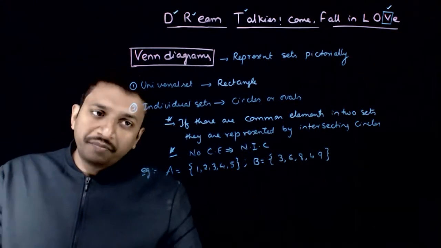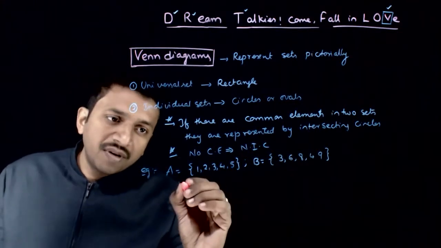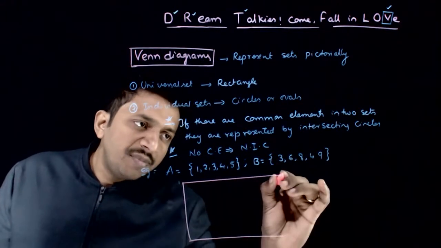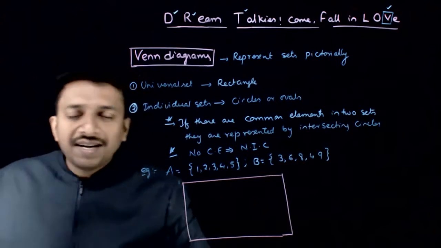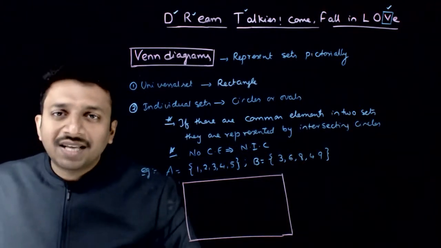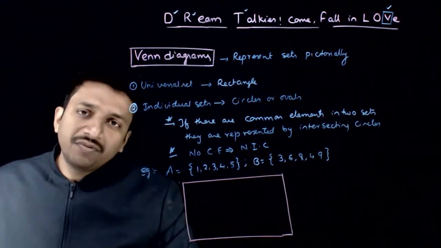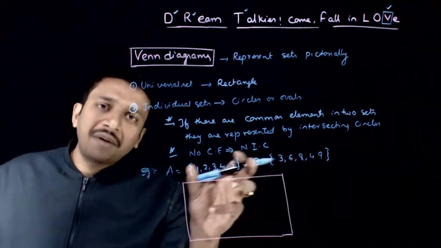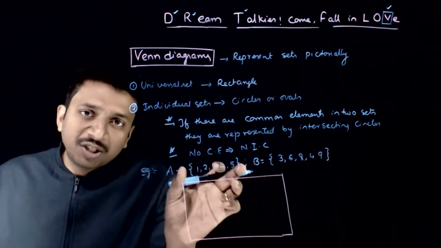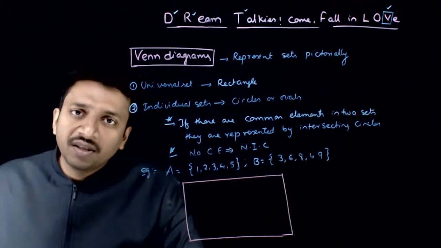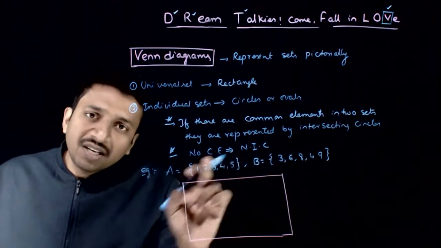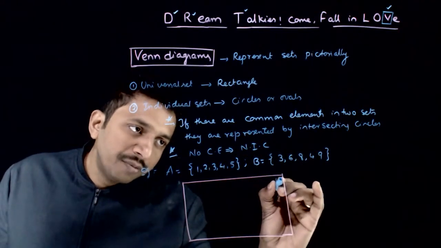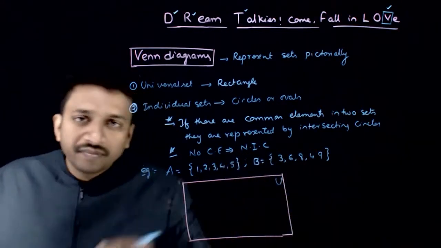So what do I do? First, I take a universal set. The universal set, as we have seen, can be any set which contains all the sets under consideration. In this question, we are considering only two sets. So the universal set is a set which is bigger than the combined of these. It has to be a superset for A as well as B. That means all the elements present in A and B are present in this. So this is the universal set. I'll represent it by U.